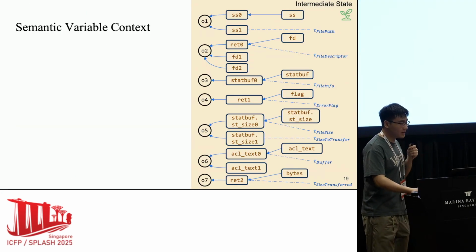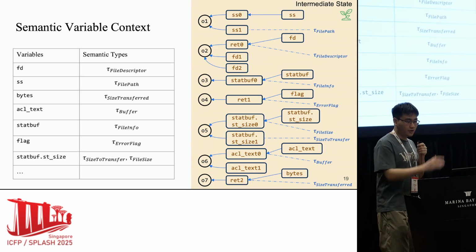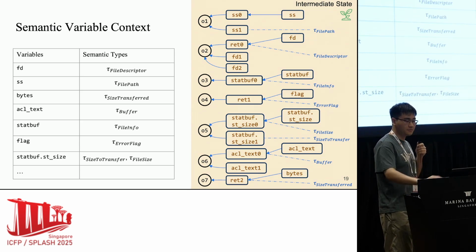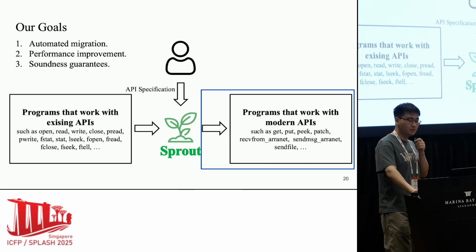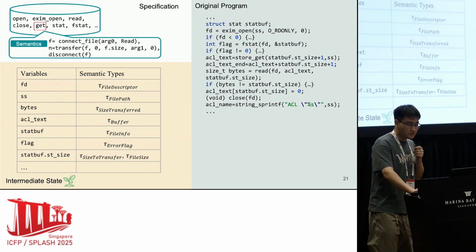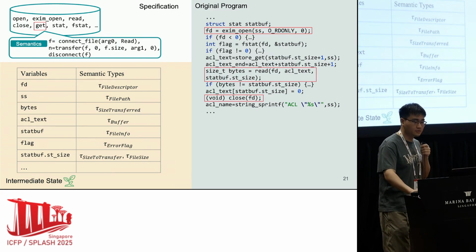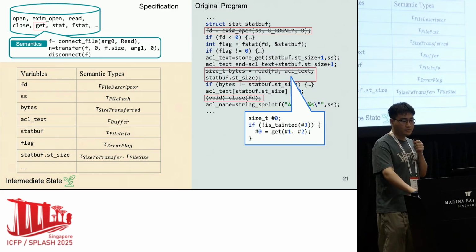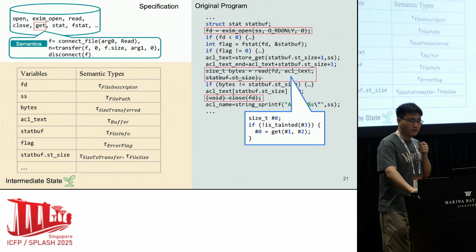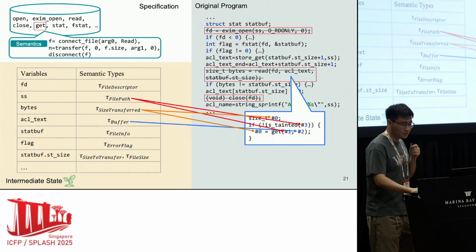So after the analysis, we obtain the intermediate state as on the right. From here, we extract the semantic types into the semantic variable context as on the left. We next use these results to synthesize the new migrated program. So first, we remove the minimal code fragments that cause the state machine to transition to the final state. Then we insert a sketch of the new API and the call site to read. Next, we complete the sketch according to their semantic types.